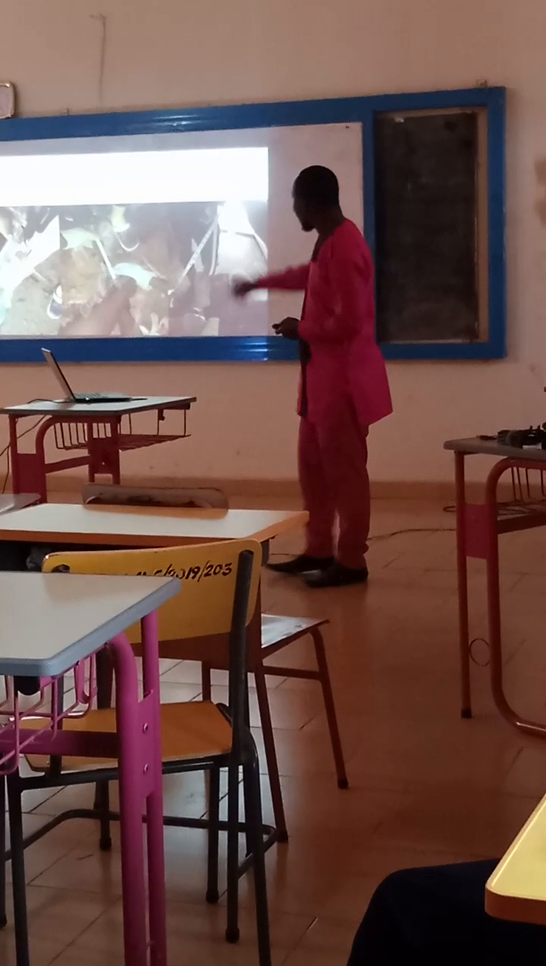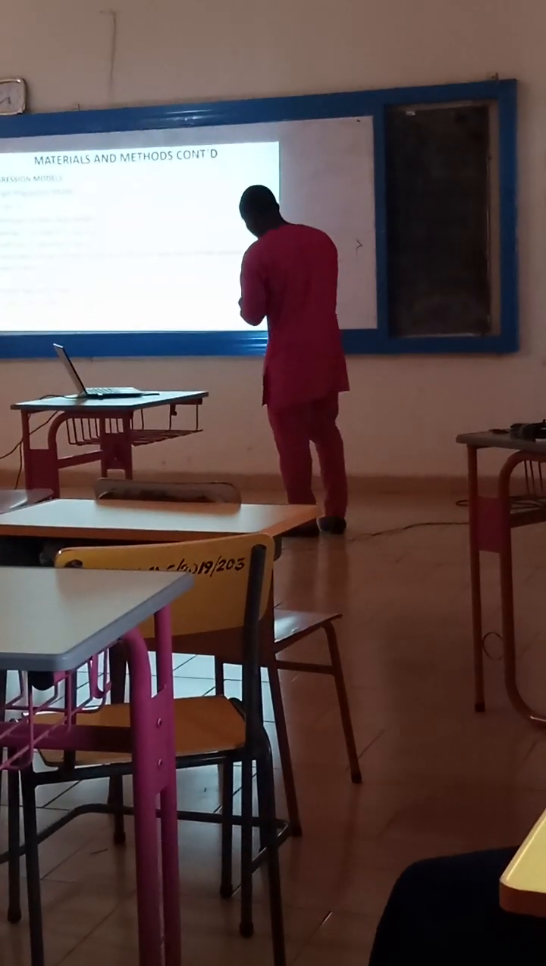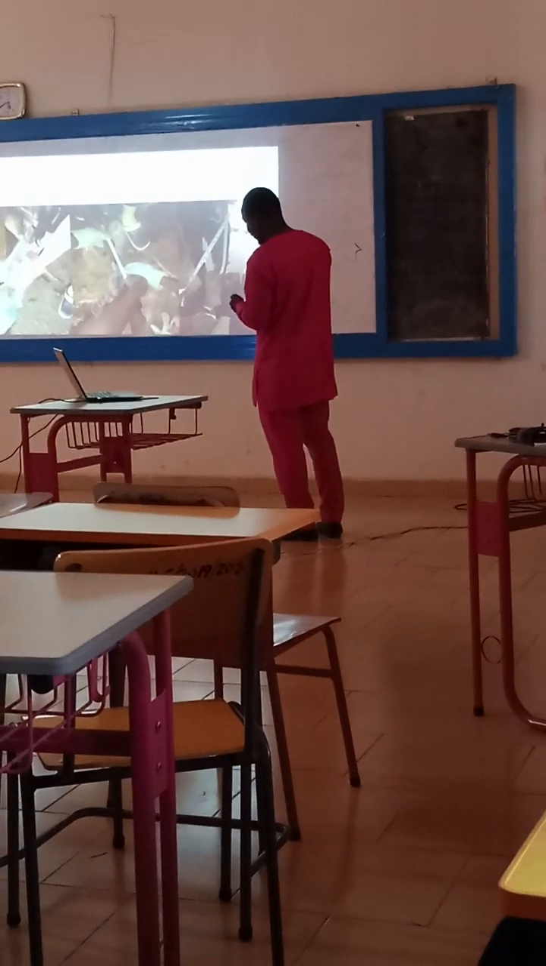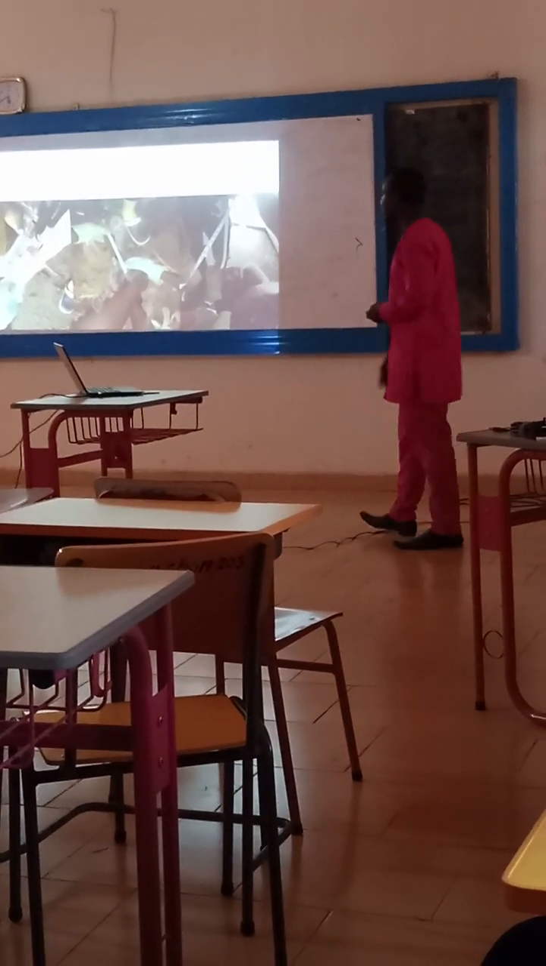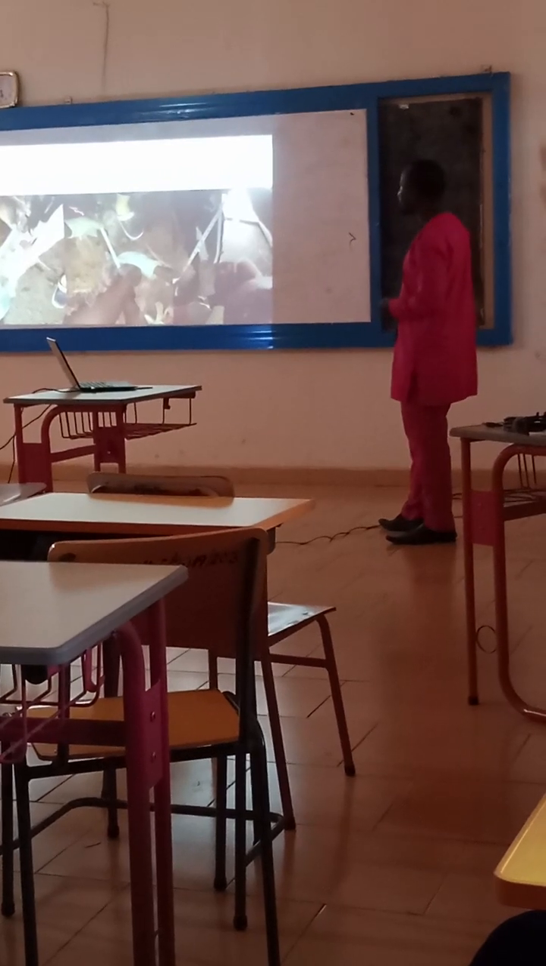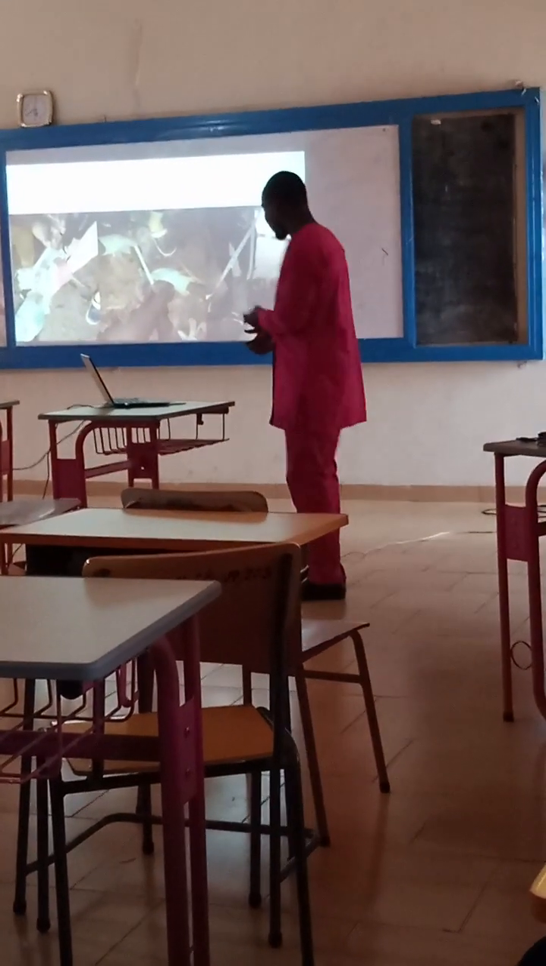So you can see how these things were taken. If you look at this one, this is when it was 2 months old. At 3 months old, this one, and when it became 5 months old, that's it. So that was how we took some of the morphometrics of these animals.